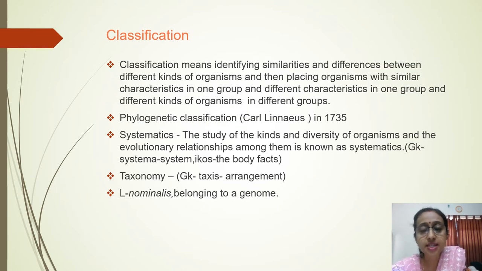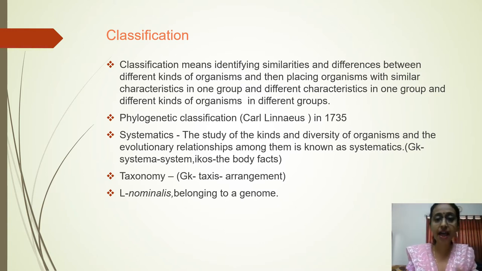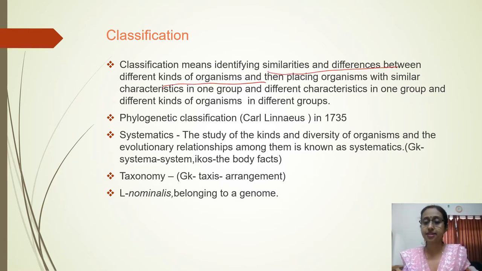Now, what does this term classification mean? Classification means identifying the similarities and the differences of different kinds of organisms and then placing those with similar characteristics in one group and different characteristics in different groups. So, that is called classification. We can say that this phylogenetic classification was first proposed by Carl Linnaeus in 1735.